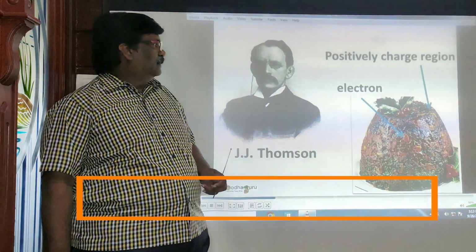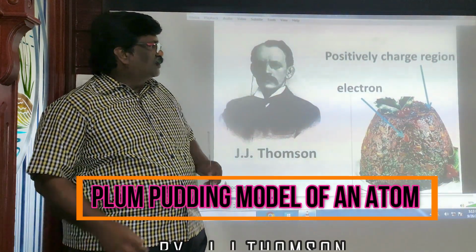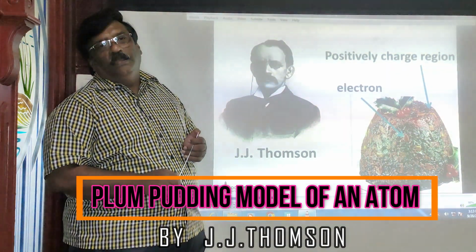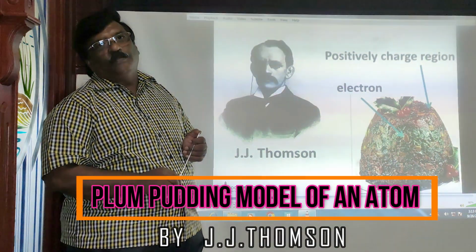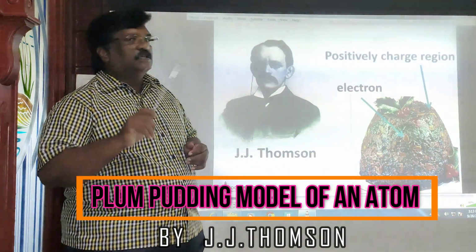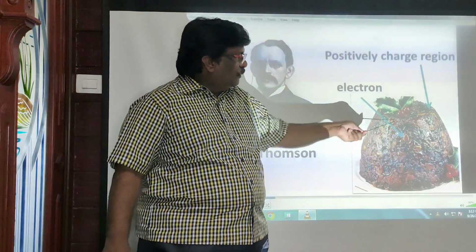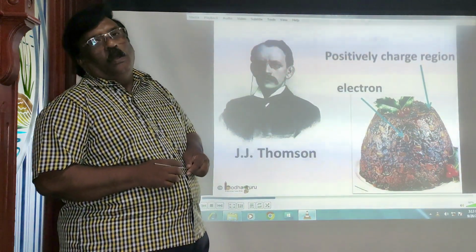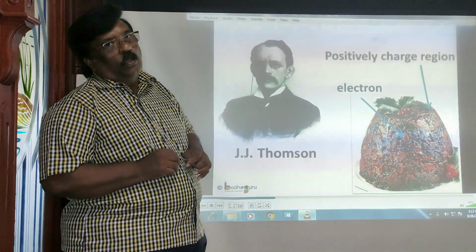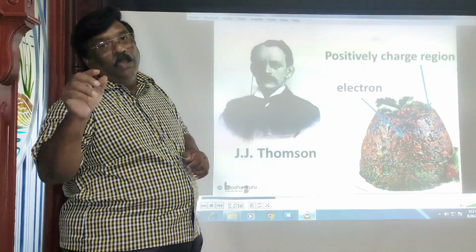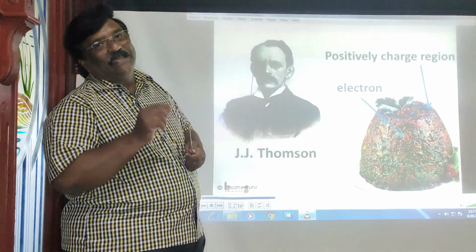Thomson's theory is that it is a plum pudding model of an atom. That is the idea suggested by J.J. Thomson. A plum pudding model will be like a plum cake. We have all seen a plum cake. In a plum cake, the raisins, the plums, are scattered over the cake here and there.